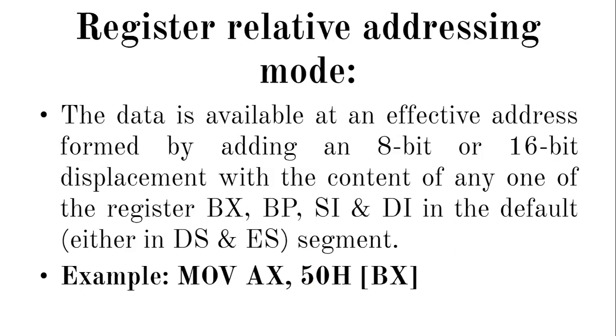So in this instruction, the content of BX register, let us assume it is 2000. So that 2000 plus the displacement 50h, that is 2050h. This is the memory location of the operand, and wherever in the memory this location is there, the content of this particular location will be copied to the register AX. This is register relative addressing mode.